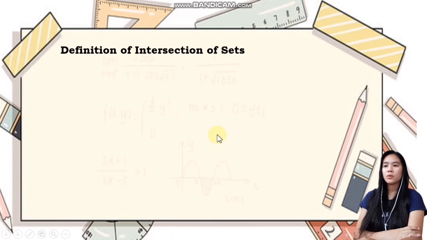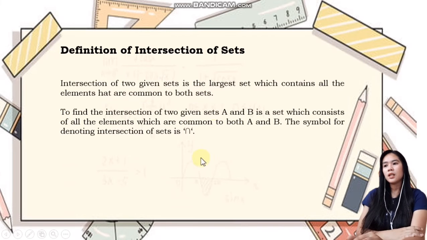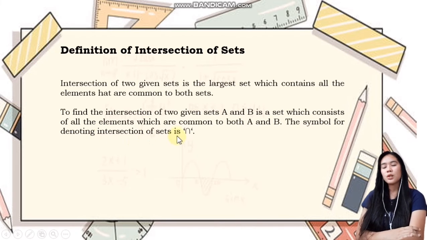So, the next one is the intersection of set. So, intersection of two given sets is the largest set which contains all the elements that are common to both sets. The intersection of two given sets, A and B, is a set which consists of all the elements which are common to both A and B. The symbol for denoting intersection of set is like this.